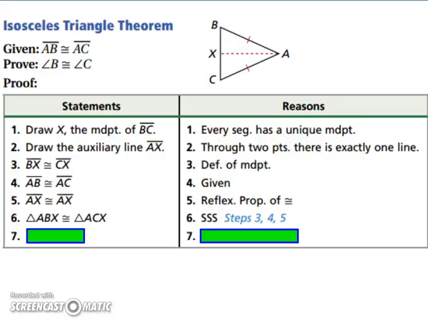And because we have two congruent triangles, all of the other corresponding pieces are going to be congruent as well. So we can state that angles B and C have to be congruent because of CPCTC.